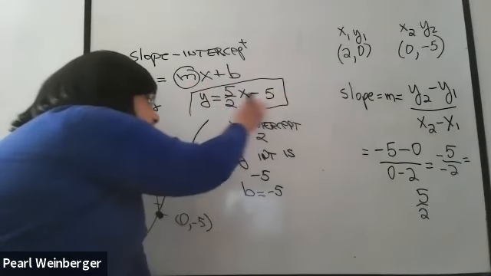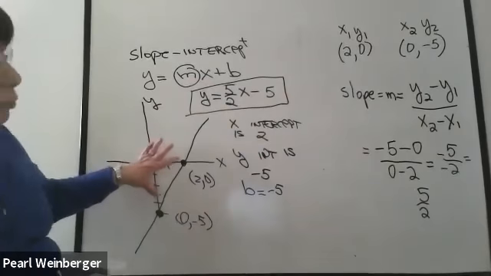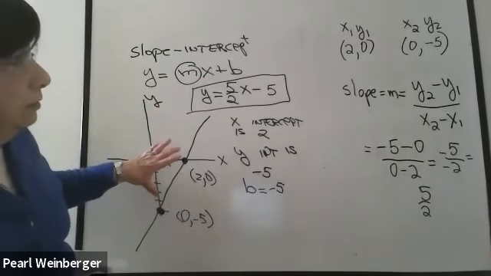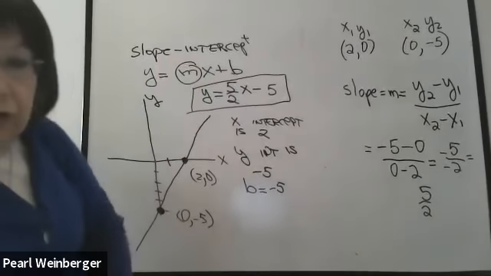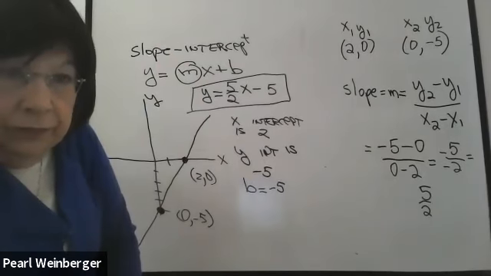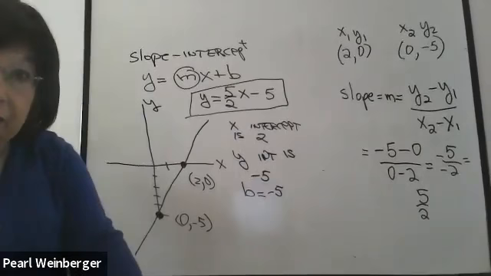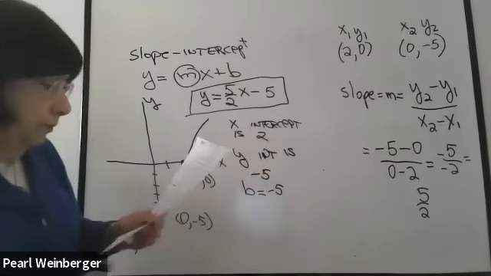So in place of the b, I'm putting -5. Notice, I didn't start out with an equation for this line. I just gave you 2 points on the line. And from the 2 points on the line, I was able to find the equation of the line. Let's see, can I give you a problem to try like this? You ready to try one? Yes. Let's try it.